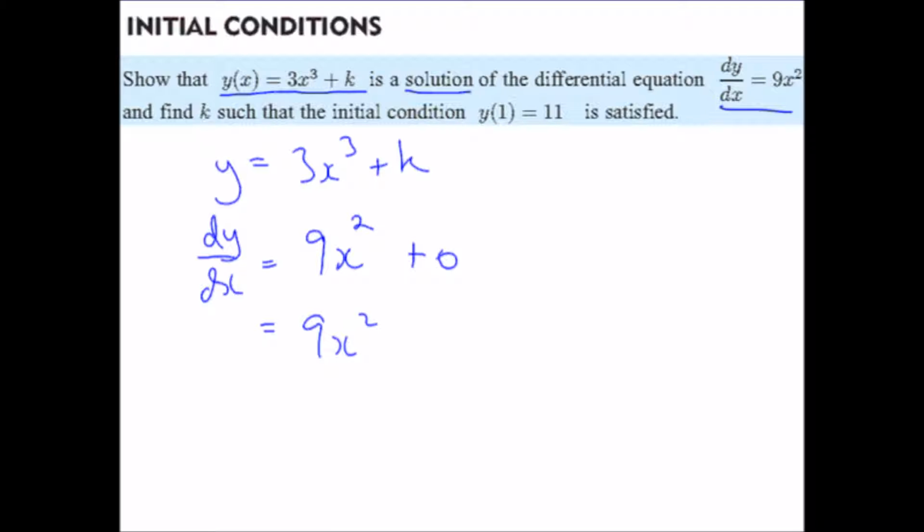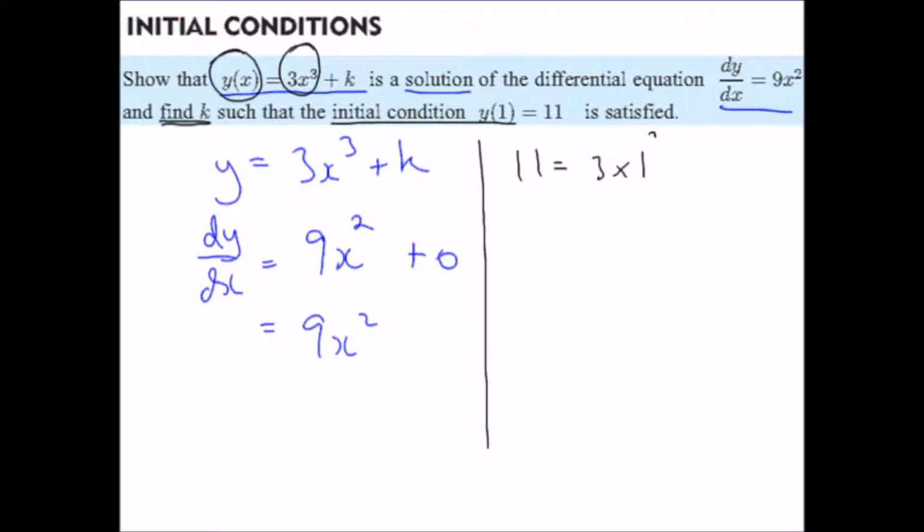Now next we want to find the value of k, and we are given an initial condition: when x is equal to 1, the y value is equal to 11. So what we can do here is replace 1 for x in our function here and 11 for our value of y over here. So we get 11 is equal to 3 times 1 cubed plus k. So we have 3 plus k, therefore k must equal 8.